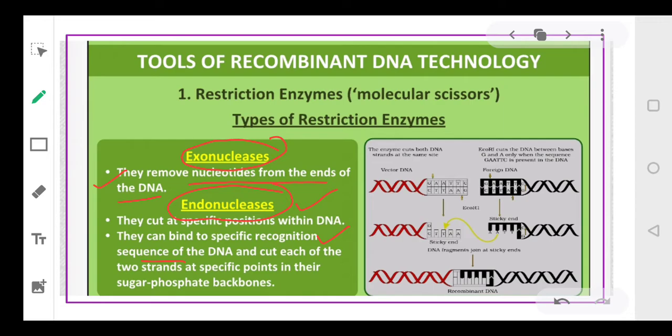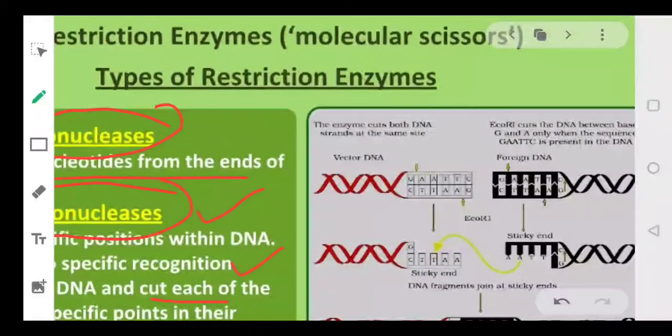Okay, and then they cut the DNA at the specific points in the sugar phosphate backbone. और फिर ये DNA को एक specific location से cut करते हैं. Like suppose let's look at the diagram. Just look at this diagram.